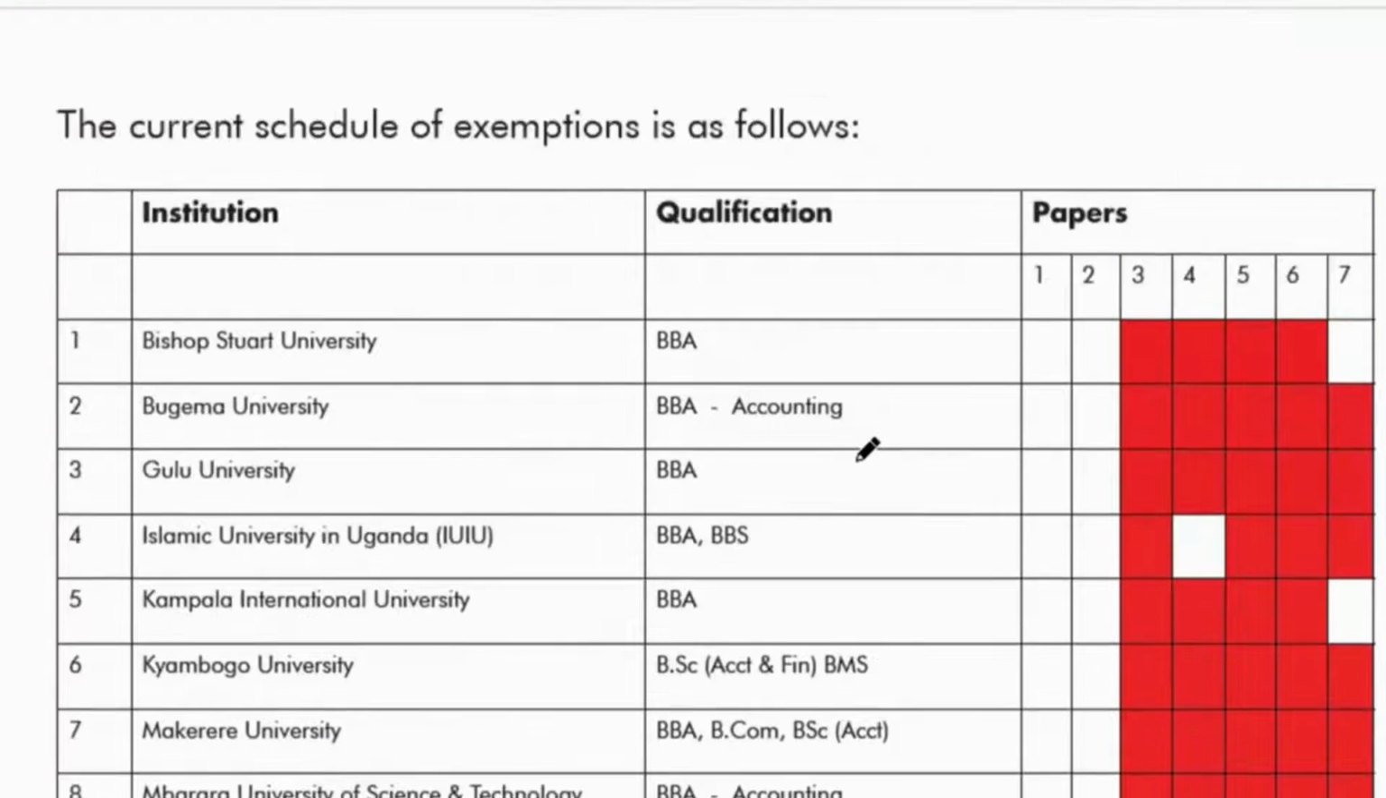So they're going to vary, and I'll be sharing this if you really want to know much more about which exemptions you're entitled to. As you can see, exemptions are going to be granted basically for level one papers, paper one up to paper seven, as we have seen in the structure. Those are the issues of exemptions. They will depend on the qualification and the university where you acquired your first degree.